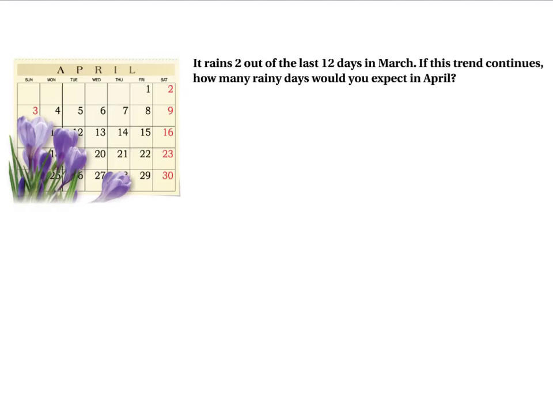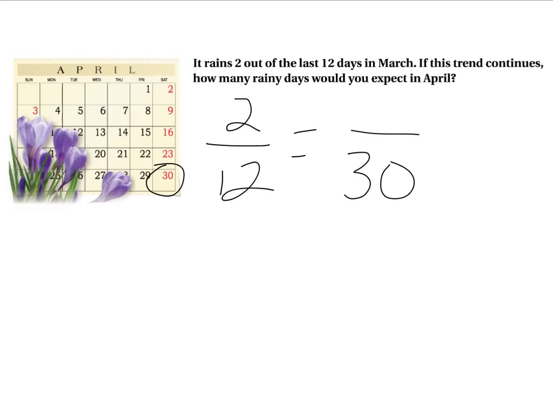It rained 2 out of the last 12 days in March. If this trend continues, how many rainy days would you expect in April? Again, we're looking at probability. This one would be theoretical. Doesn't mean this is going to happen. It's just in theory. If it's done 2 out of the last 12, how many would you expect in April? Well, April has 30 days, so we have to calculate how many in theory it's going to rain.